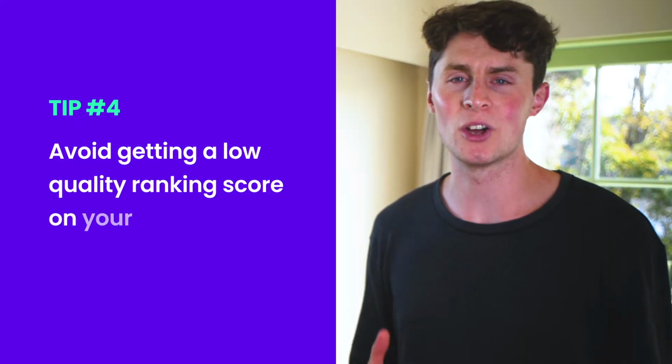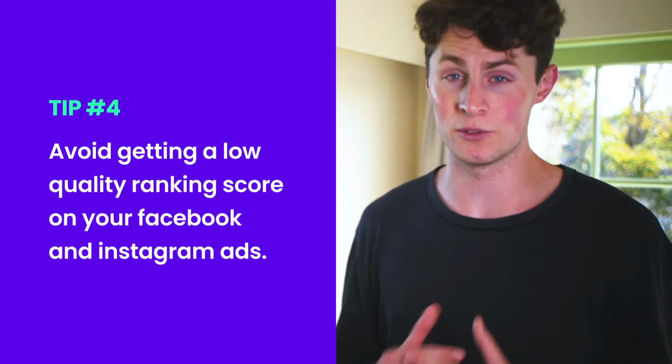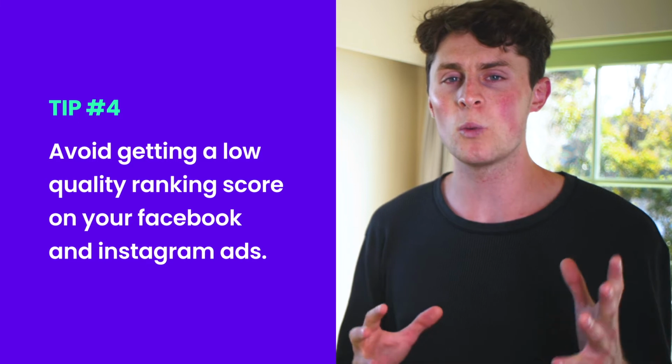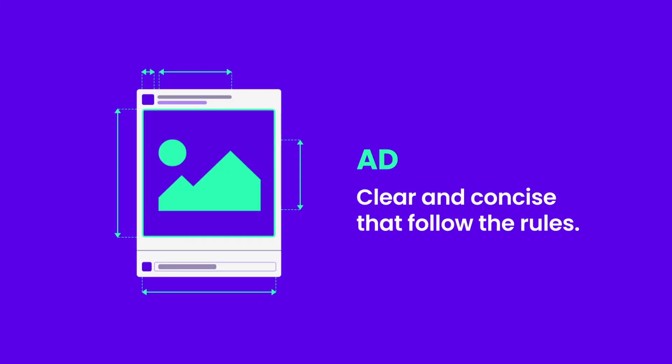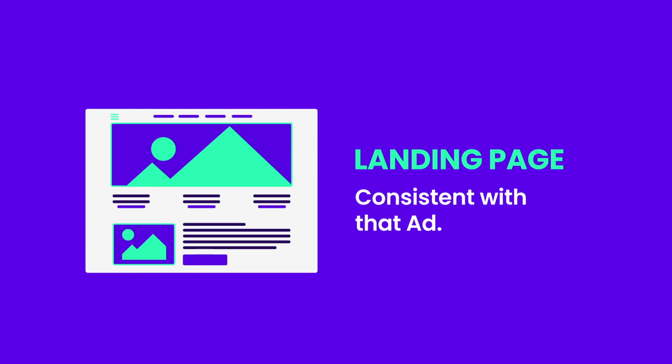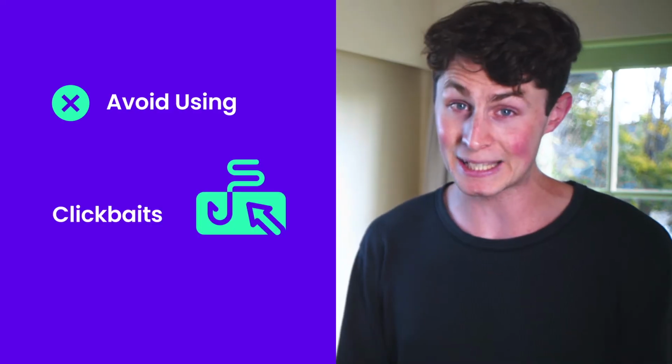To avoid getting a low quality ranking score on Facebook or Instagram, you're going to want to build out an ad that's clear and concise and that follows the rules, as well as a landing page that is actually consistent with that ad. We'll go into this a bit later. You can use a few different tools to make sure that this is set up properly. But on a basic level, you want things to be very similar along this customer journey. As well as the page being consistent with your brand and style, you want to avoid clickbaits.